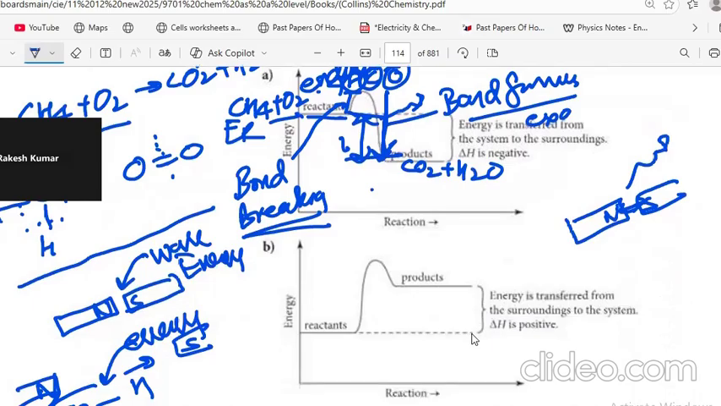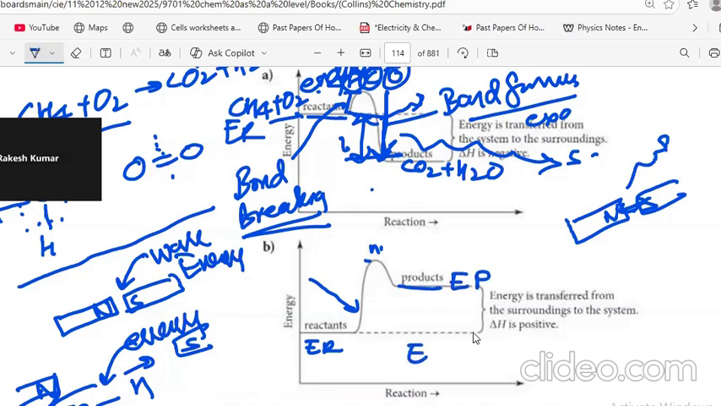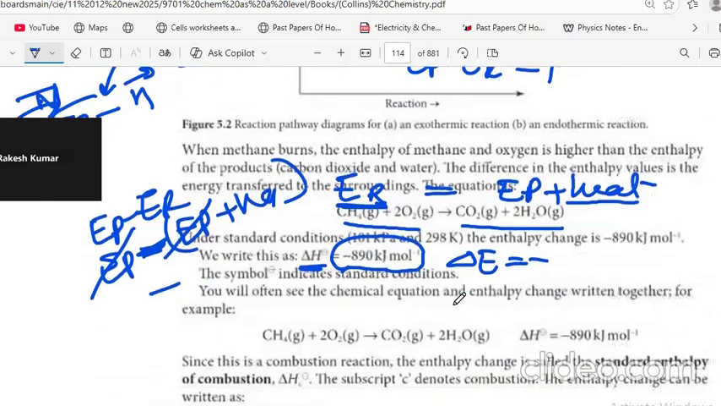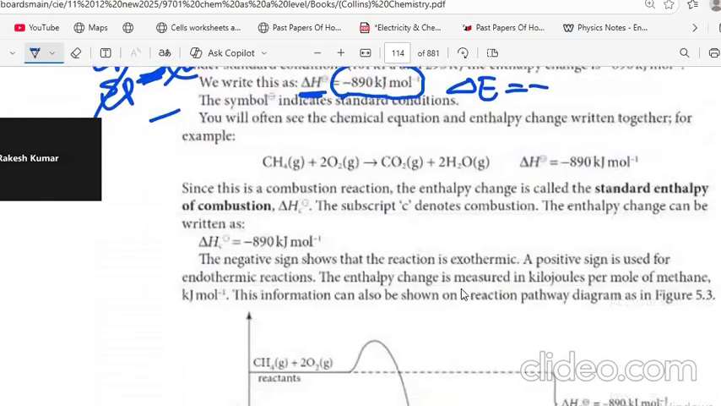Endothermic is the opposite. ER is less. It takes in heat. The exothermic one is giving out heat to the surroundings. This is taking in heat, because again the bonds will break, again the particles will come, but the product energy will be more. So EP minus ER is going to be positive. That's why this goes up, and this is positive, this is negative. This is the energy level pathway diagram. This is the thermochemical equation, we call it.